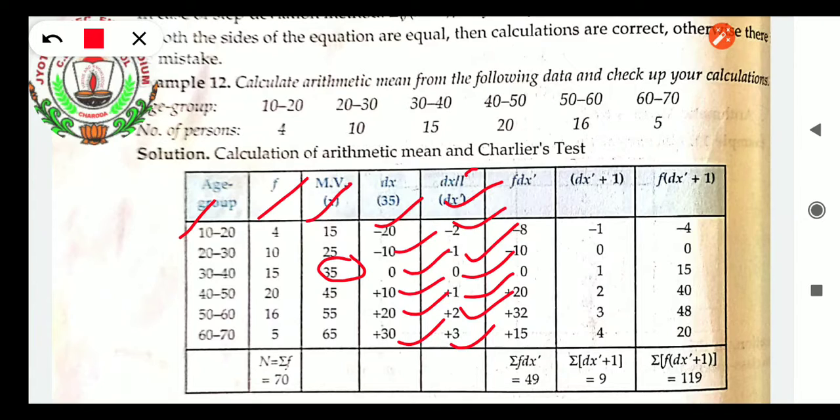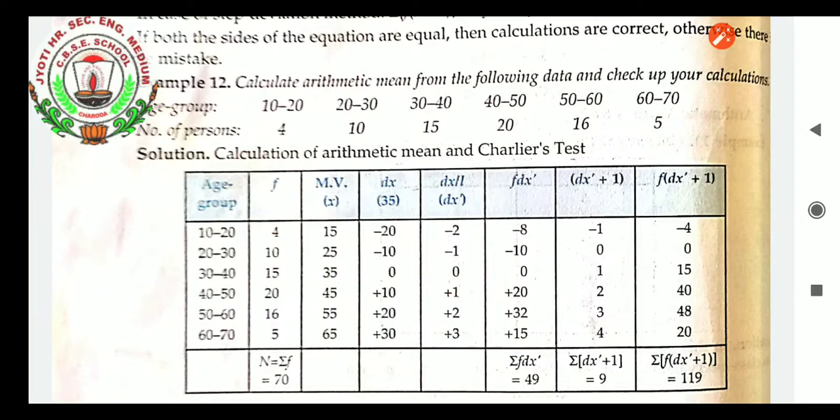Now we will be taking f dx dash. Definitely dx dash has been taken, so let us have the f into dx dash. Okay, f into dx dash: 4 into minus 2 is minus 8, 10 into minus 1 is minus 10, 15 into 0 is 0, 20 into 1 is 20, 16 into 2 is 32, 5 into 3 is 15.